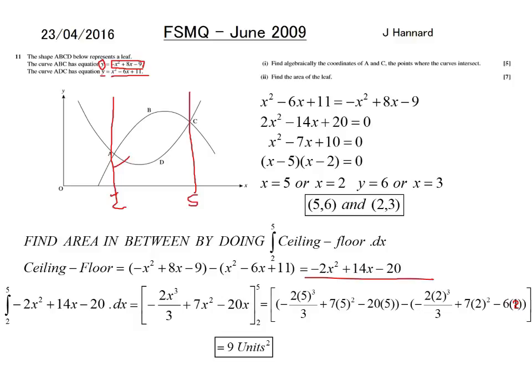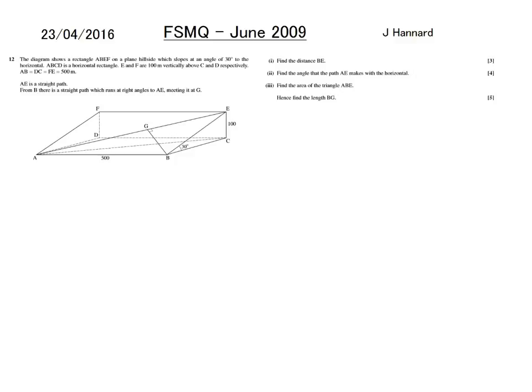Question 12 then. The diagram shows a rectangle ABEF on a plane hillside which slopes at an angle of 30 degrees to the horizontal. ABCD is a horizontal rectangle. E and F are 100 meters vertically above C and D respectively. AB equals DC, FE equals 500, so all of them are equal to 500. AE is a straight path. From B there's a straight path which runs at right angles to AE meeting at G. So part 1, find the distance BE. So that is this distance here, and that is nice and easy.